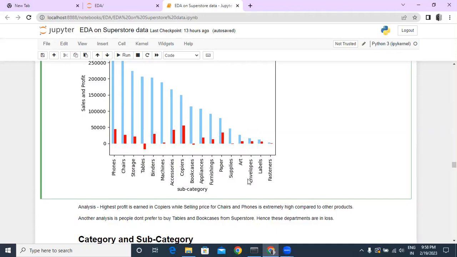We can also see the tables and bookcases are the things which people don't prefer to buy, so these departments are in loss. We can see it's going in negative, tables and bookcases. So this was the analysis from this.